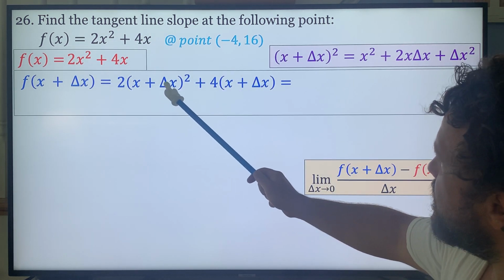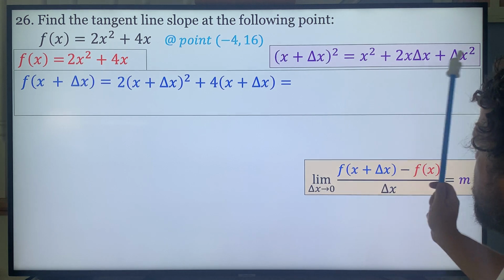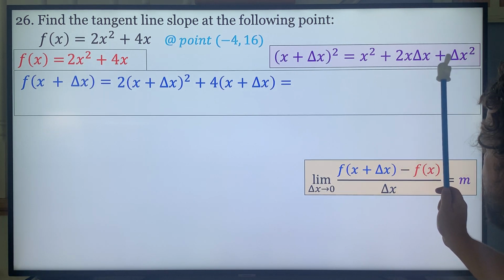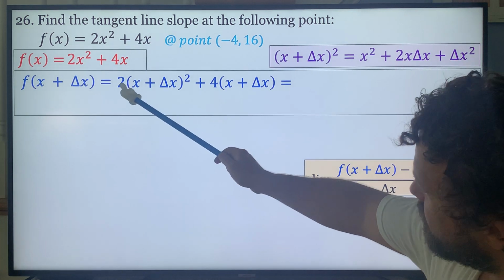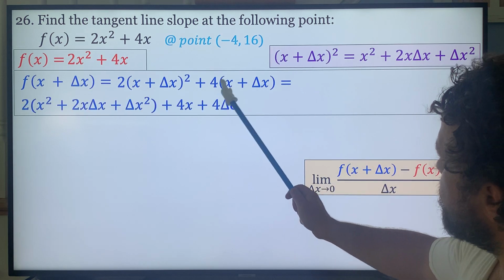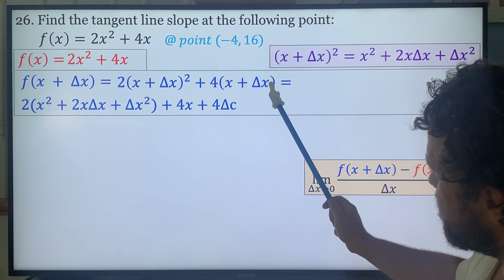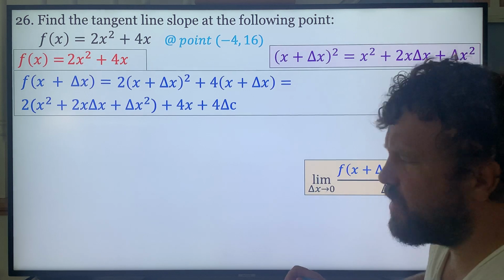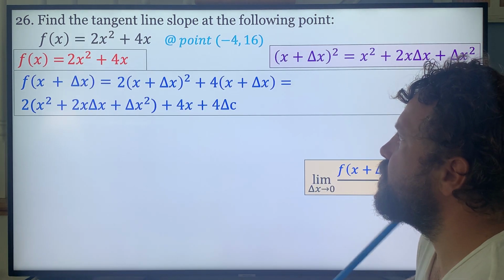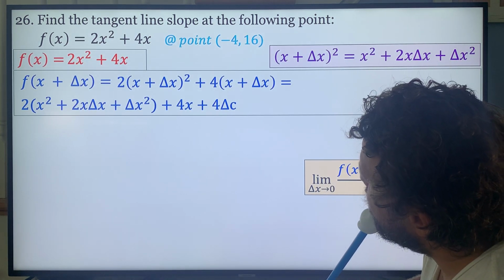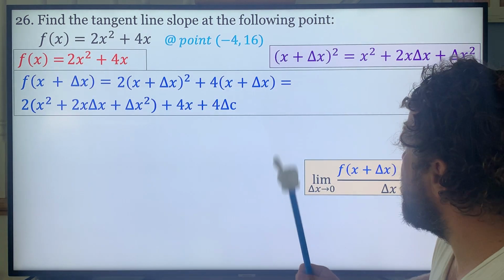I have to FOIL this. Anytime you FOIL this, look at it, it's always the same: x squared plus 2x delta x plus delta x squared. So it's 2 times this stuff plus 4x plus 4 delta x. Well, I should say an x. I don't know why it says a c. Interesting. Must have changed it from a different problem. All right, anyway.